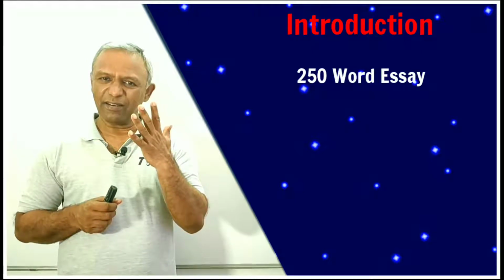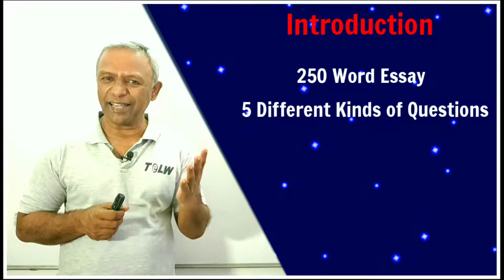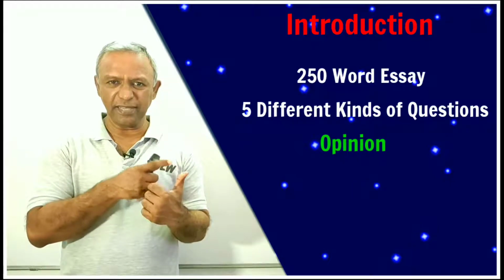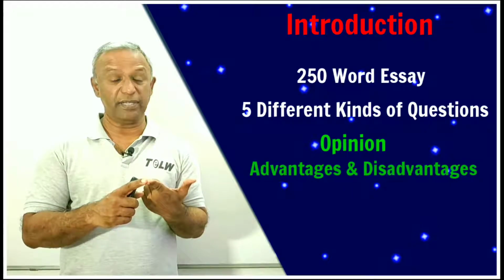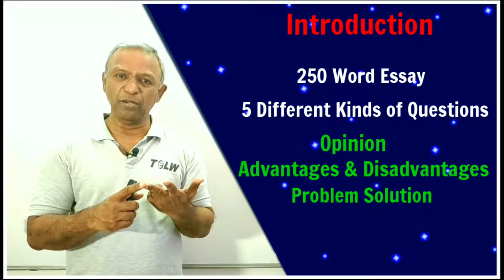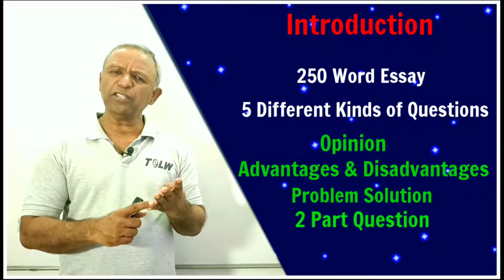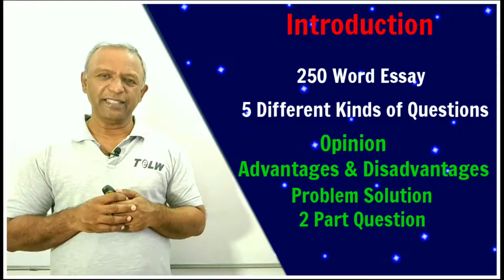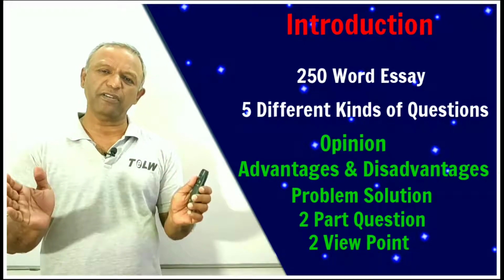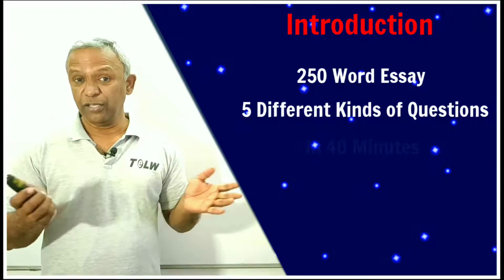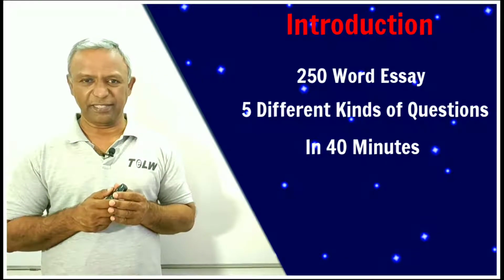They normally ask one of the 5 different kinds of questions. One would be to give your opinion. Then it could be about stating the advantages or disadvantages. Or maybe it's a problem solution question. It could be a 2-part question. The question will have 2 parts. You have to answer both the parts. The 5th is there could be a question with 2 different viewpoints, and you have to answer both the views. You have to complete this whole thing in 40 minutes. Let's look at the strategy involved in that.